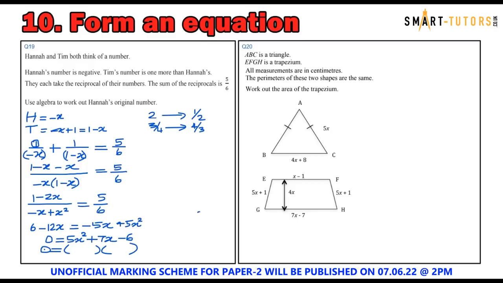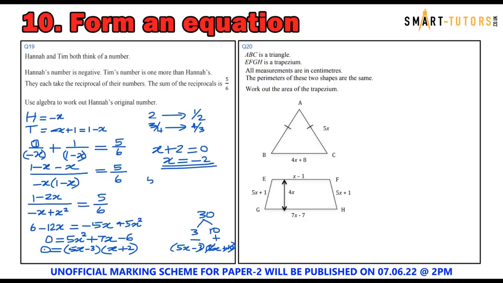5 times 6 is 30, and we can factorize 10 and 3, so 10 having plus and 3 having minus. So 5x minus 3 is correct, and 5x plus 10, you can simplify, 5 and 10 cancel out. So 5x minus 3 is one of the answers, and the next one is x plus 2. So x plus 2 equals 0. That could be the answer then. So x equals minus 2, it's Hannah's number.